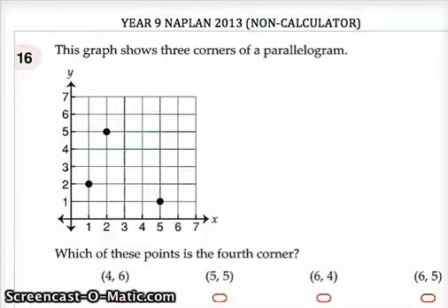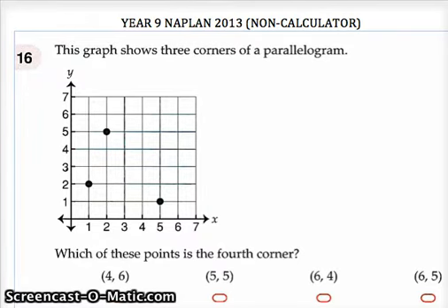This is the 2013 NAPLAN paper, non-calculator section, question 16. This graph shows three corners of a parallelogram. So we can see 1, 2, 3 corners. Which of these points is the fourth corner? You can pause the video and try the question.